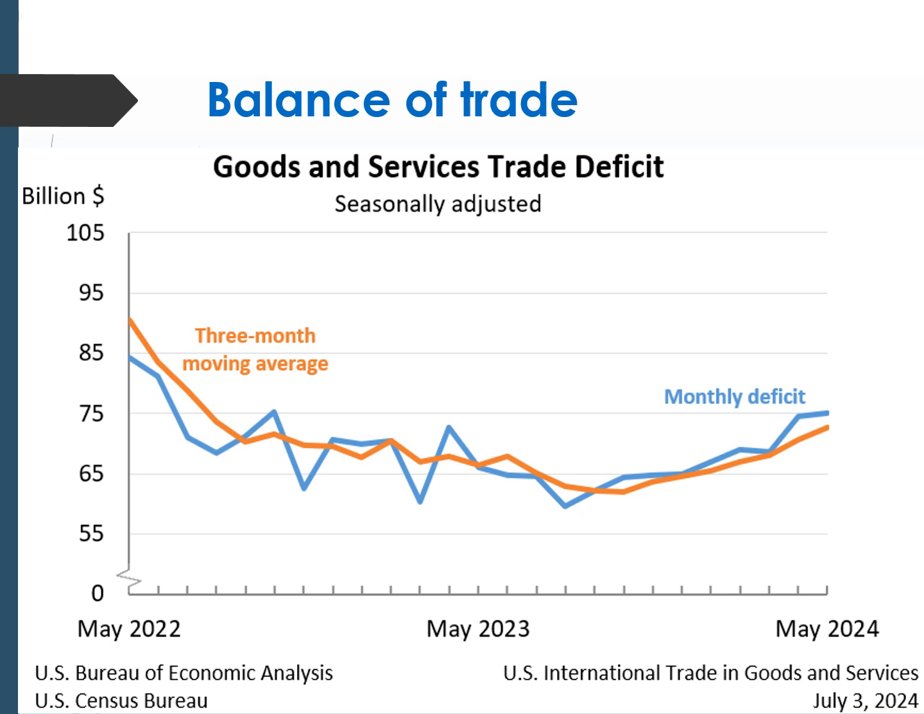From the graph, the actual figures for the U.S. international trade in goods and services for April 2024 is minus $74.5 billion. And minus $75.1 billion for May 2024.